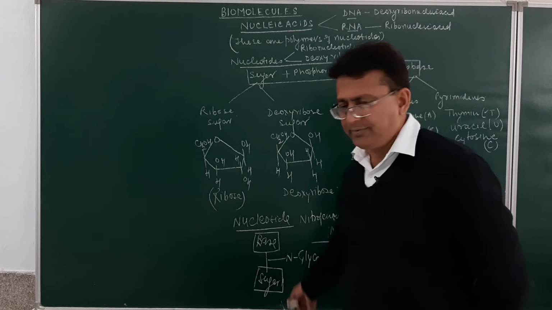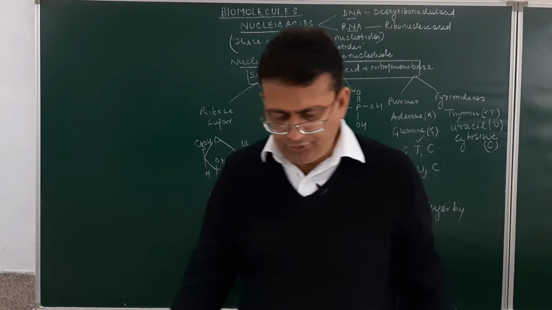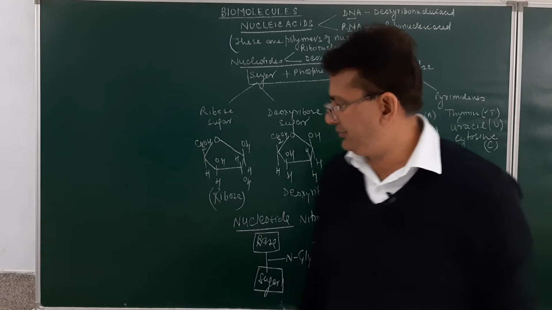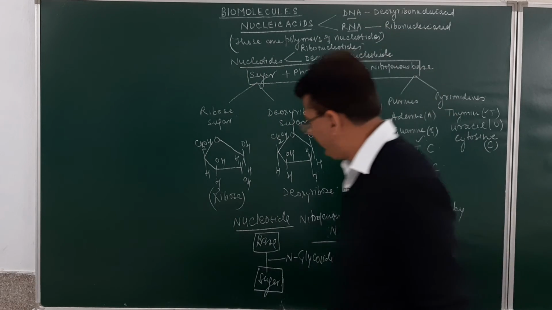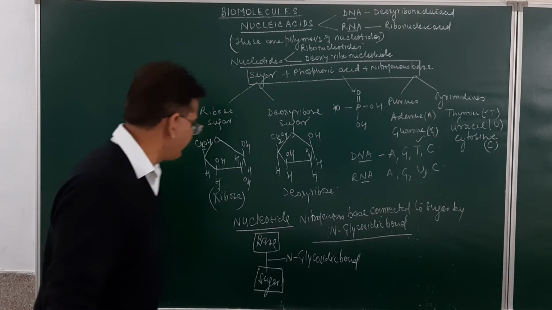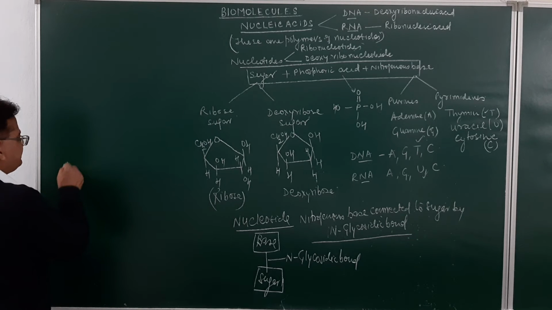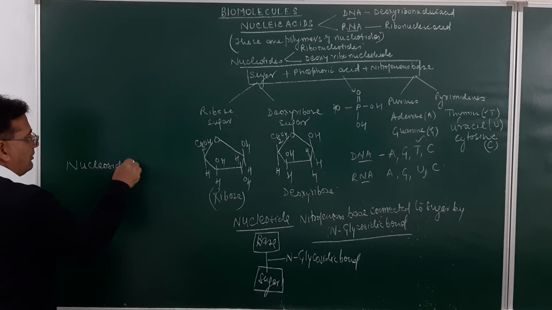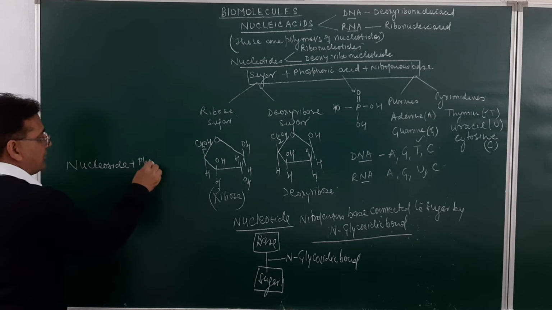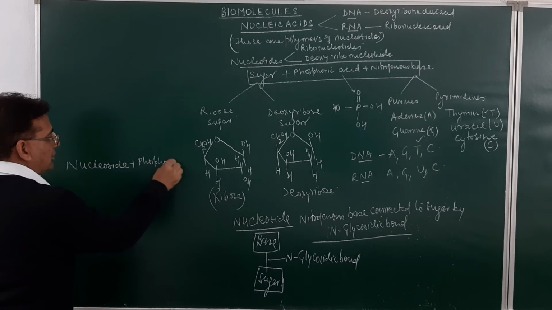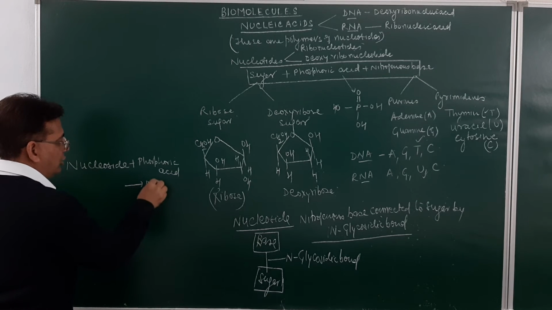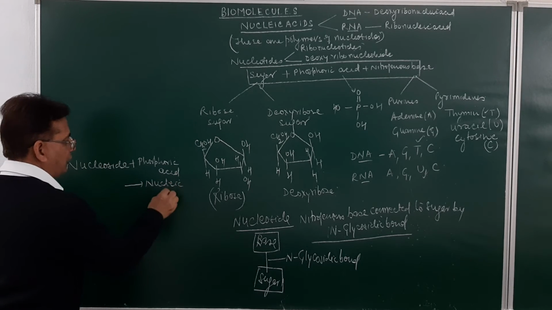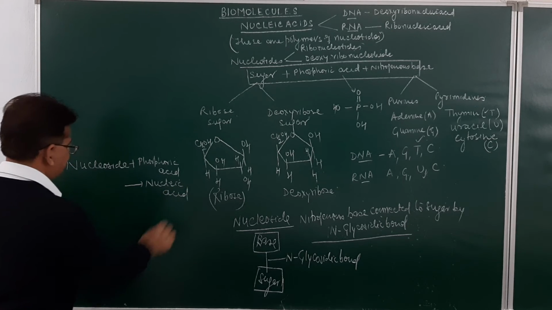Now this sugar will be linked to phosphate. So this is what? Nucleotide. Now nucleoside plus phosphoric acid, if you take this, this will result in the formation of nucleic acid. It will form nucleic acid.